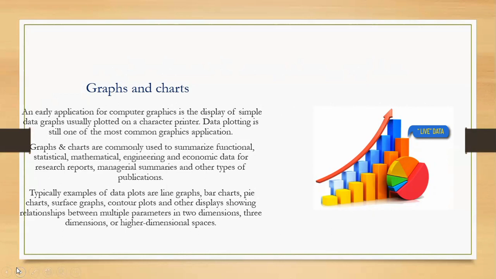Typical examples of data plots are line graphs, bar charts, pie charts, surface graphs, contour plots, and other displays showing the relationship between multiple parameters in 2 dimensions, 3 dimensions, or higher dimensional spaces. Here is a simple picture of the graphs and charts plotted using computer graphics.